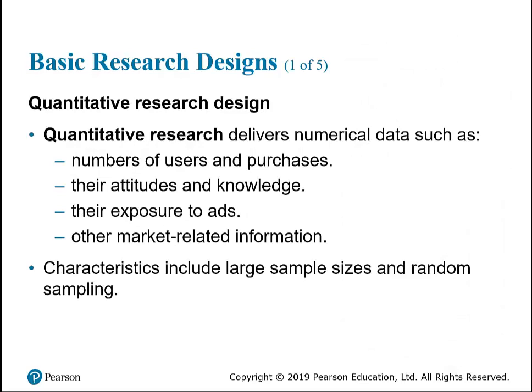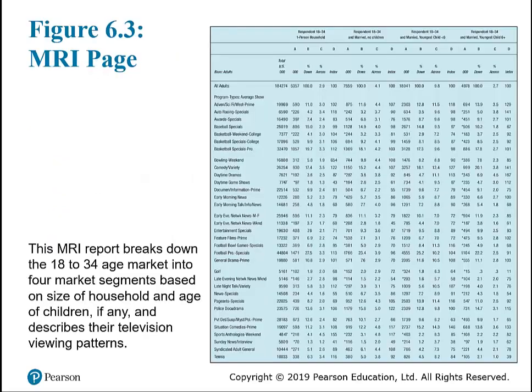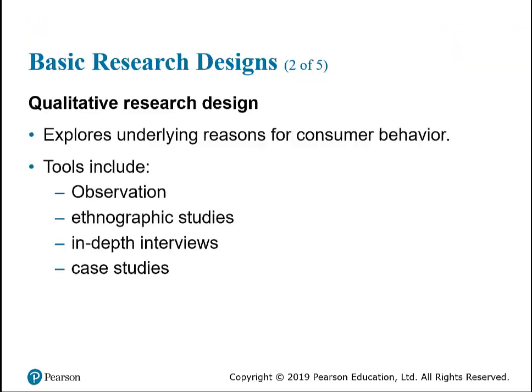Basic research designs. Quantitative research design: quantitative research delivers numerical data such as numbers of users and purchases, their attitudes and knowledge, their exposure to ads, and other market-related information. Characteristics include large sample sizes and random sampling. The MRI report breaks down the 18 to 34 age market into 4 market segments based on the size of the household and the age of the children, if any, and describes their television viewing patterns.